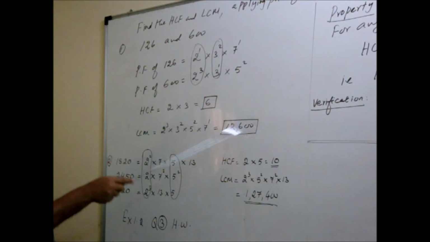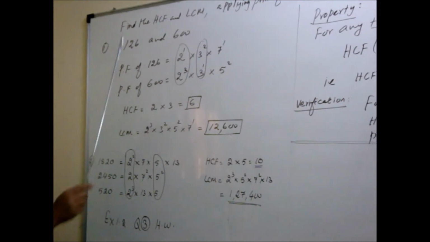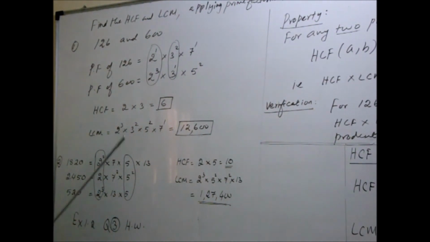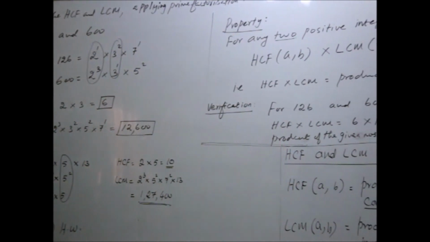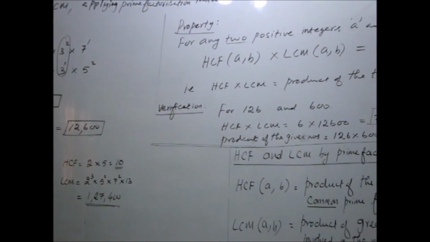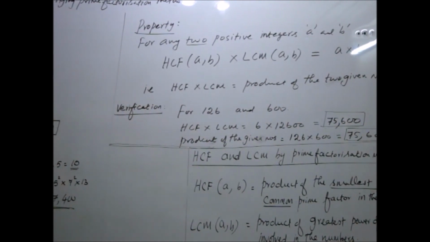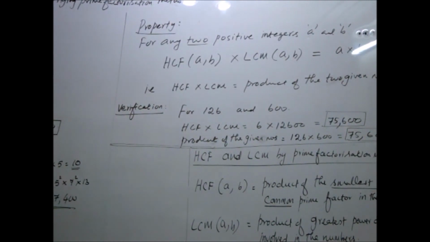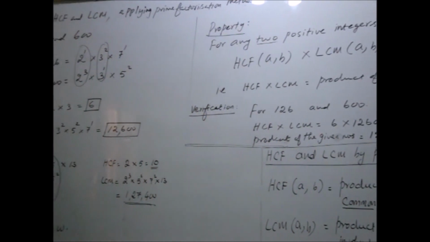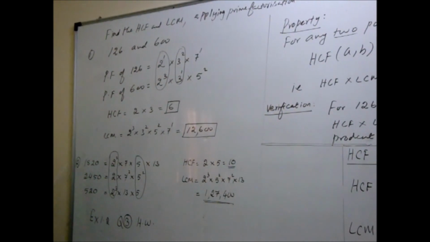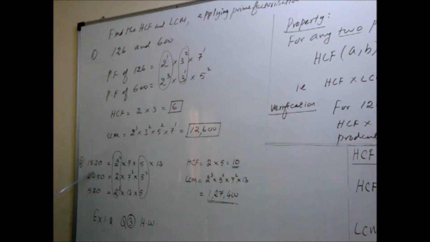After seeing this example, you read that definition two times. You will understand more clearly what it is: product of the greatest power of each prime factor involved in the numbers, not common. Okay, let's go to this one. Now they are asking some questions here. Suppose three numbers are given.